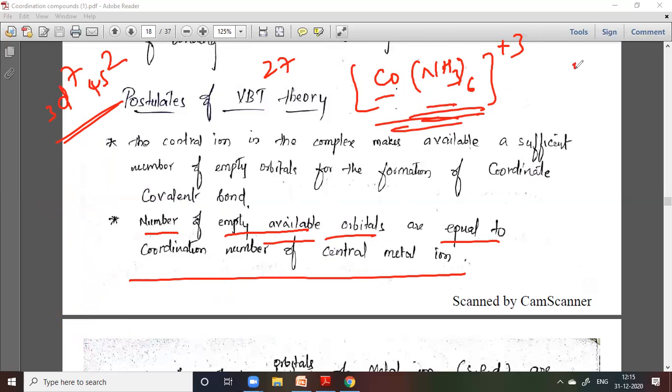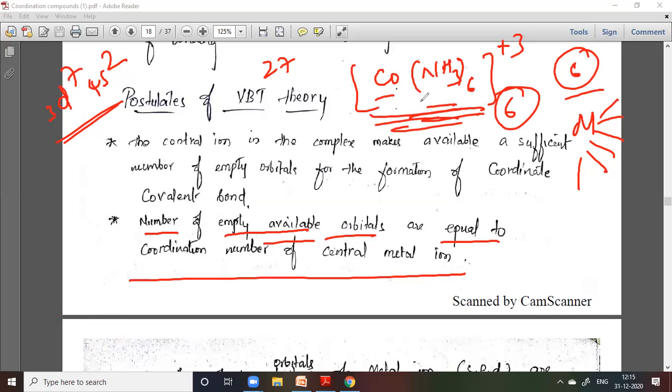You know that there are 6 ligands. That means metal is coordinated with 6 ligands. Those 6 ligands are ammonia ligands. So the coordination number of this complex will be 6. That I already told you in the last videos. The coordination number is nothing but the number of ligands. So here 6 is the number of ligands, that means 6 is the coordination number.